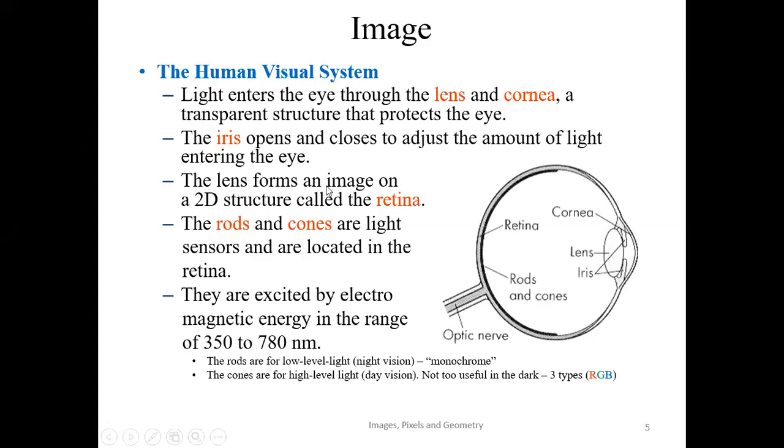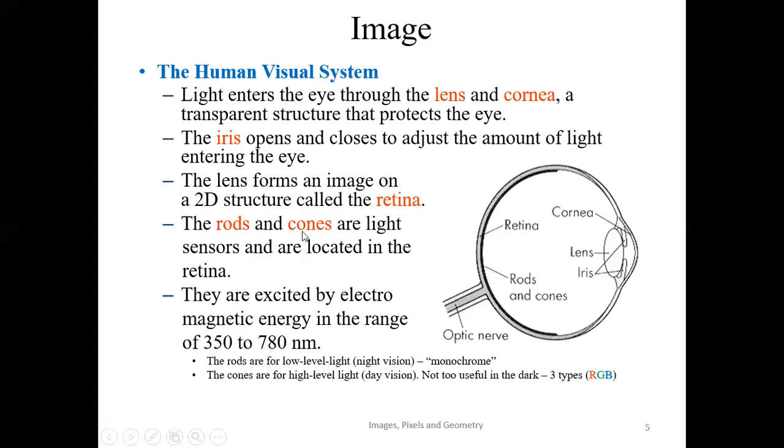The lens forms an image on a 2D structure called the retina. So this is our retina and this is the lens. Whenever you look at an object, this lens forms an image of that object on the 2D structure, our retina.